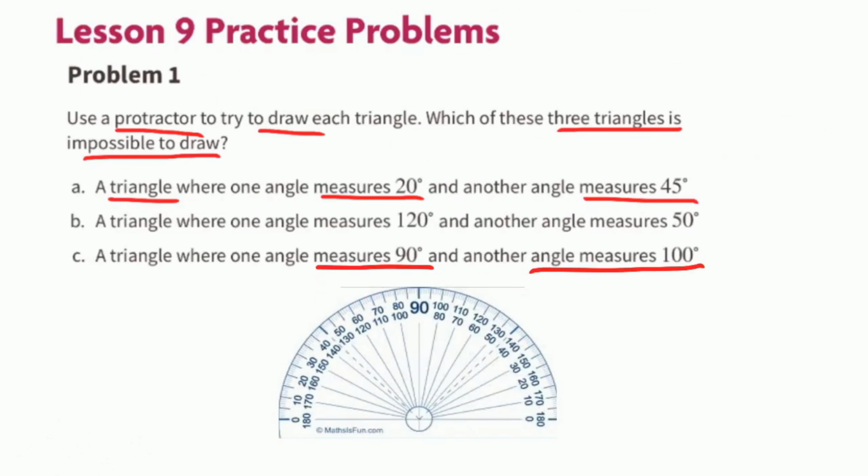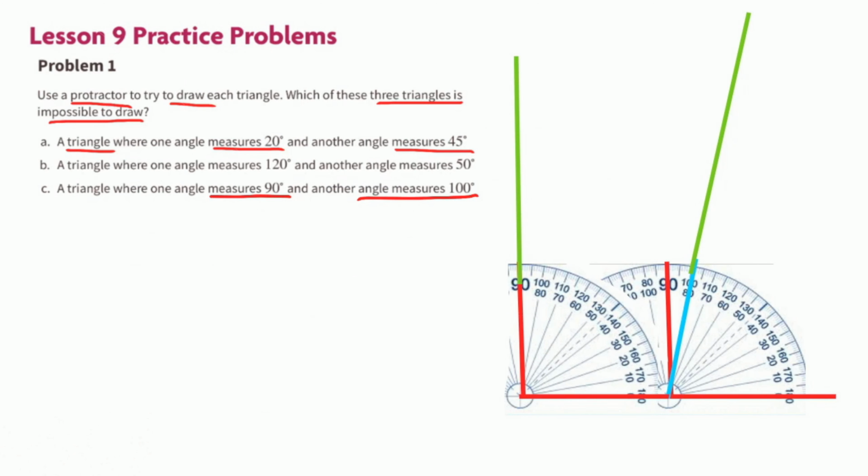C. A triangle where one angle measures 90 degrees and another angle measures 100 degrees. Here's the 90-degree angle, and here's the 100-degree angle. You can see that these angles will never meet, so they won't form a triangle. The sum of two of the angles has to be less than 180 degrees. So this won't form a triangle.